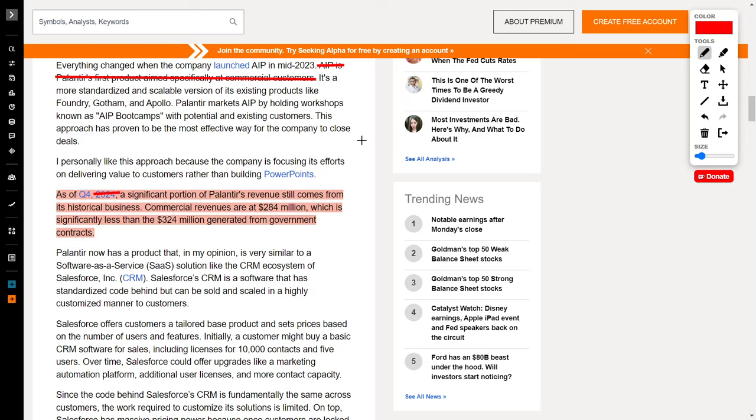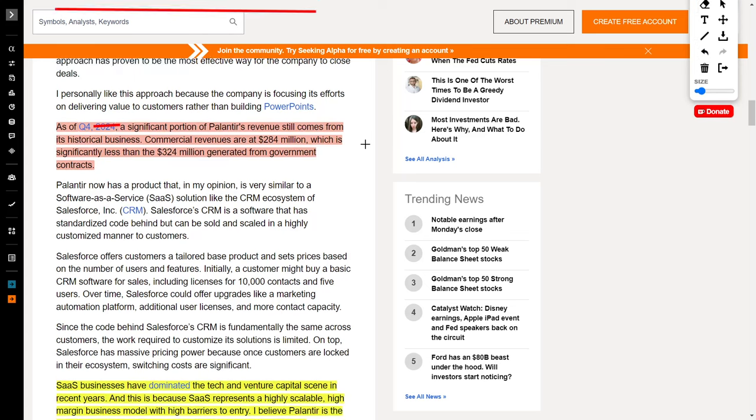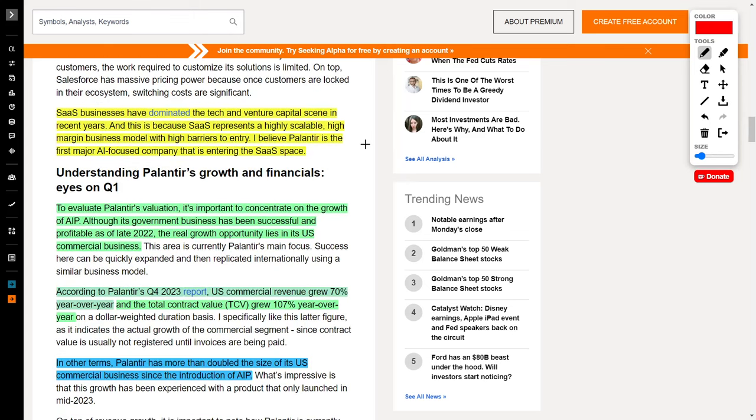However, eventually, their commercial revenues will outpace their government segment because there is more market opportunity here. And I think their AIP platform will prove this in their upcoming earnings results. You should also be aware that Palantir Technologies is a software as a service business. And so far, SaaS businesses have absolutely dominated the tech industry.